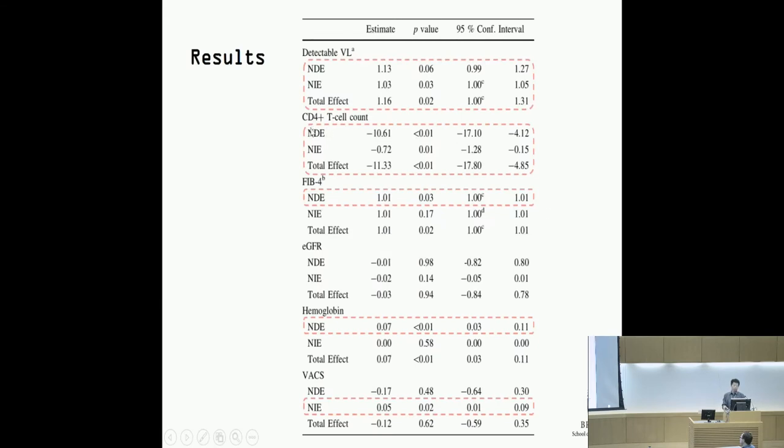And the same for CD4 counts. Both direct and indirect effects are significant, and heavy drinking can lower the CD4 counts among this population. FIB4 is significant, but the magnitude is very small. And interestingly, alcohol use can increase the hemoglobin, and this is only a direct effect.